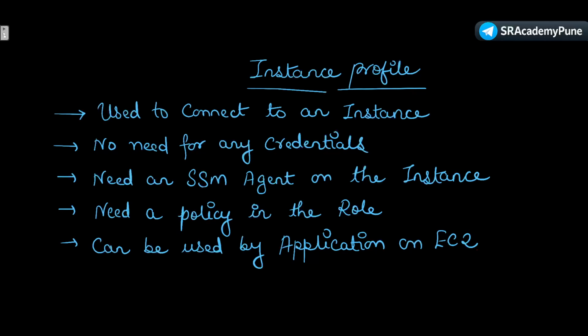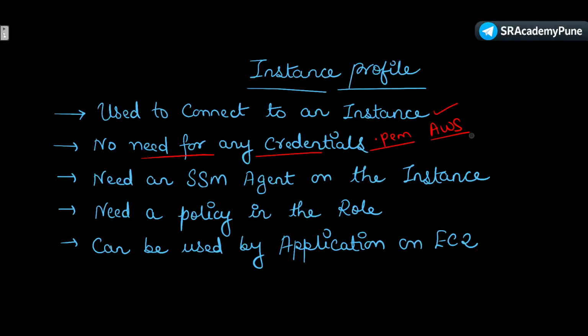So it is used to connect to an EC2 instance. Okay, and you do not need to store or remember any credential. So when you select a key pair file, you need a PEM file, you need to store it somewhere, you need to share it with others who need to access your instance. But in case of instance profile, you do not need to store anything. Once you just attach it to an instance, AWS automatically handles the token and everything in the backend.